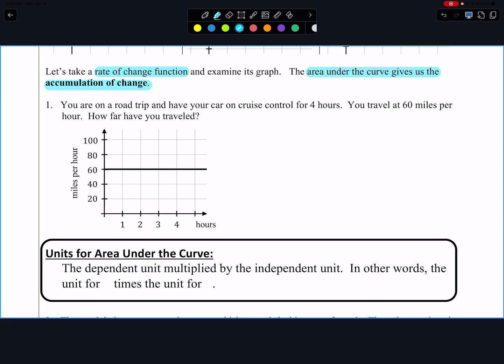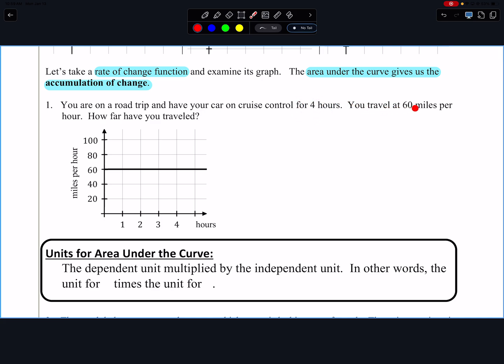Okay, personally, I hate cruise control because it stresses me out. Because then you always have to adjust if you guys have never used cruise control before. But cruise control, if you guys don't know, means that your car stays at a certain speed for however long you guys have it on cruise control.